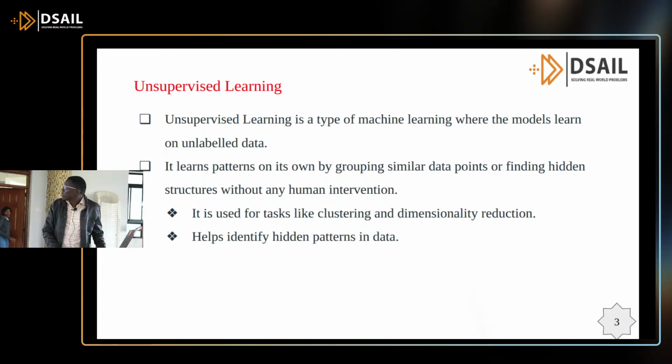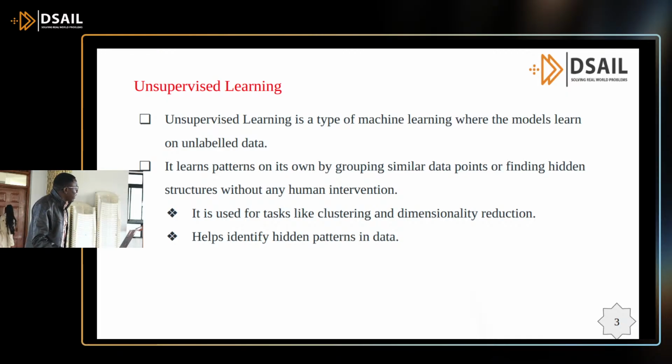Just a brief introduction. Unsupervised learning is simply a type of machine learning that learns on unlabeled data. The main goal is to learn patterns from the data and try to group together the similarities. So it's used for tasks like clustering and dimensional reduction, and it works by identifying the patterns within your data.